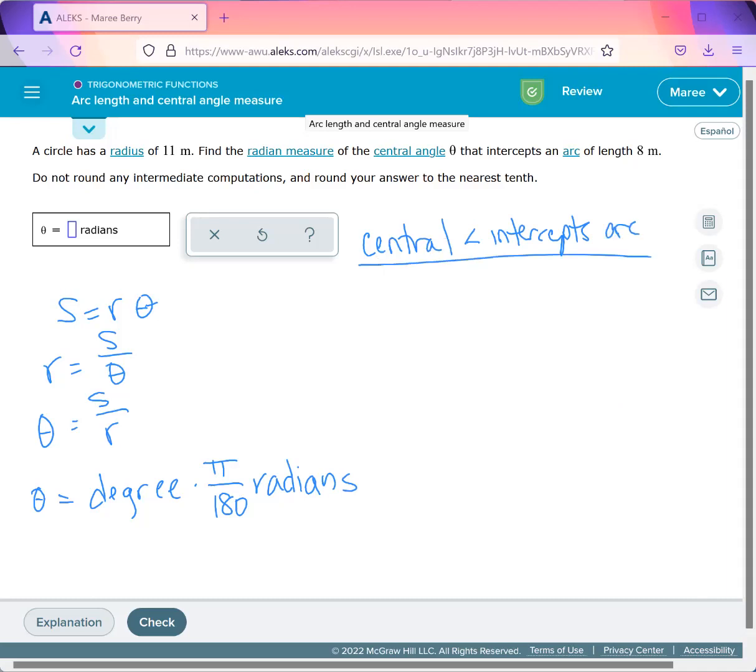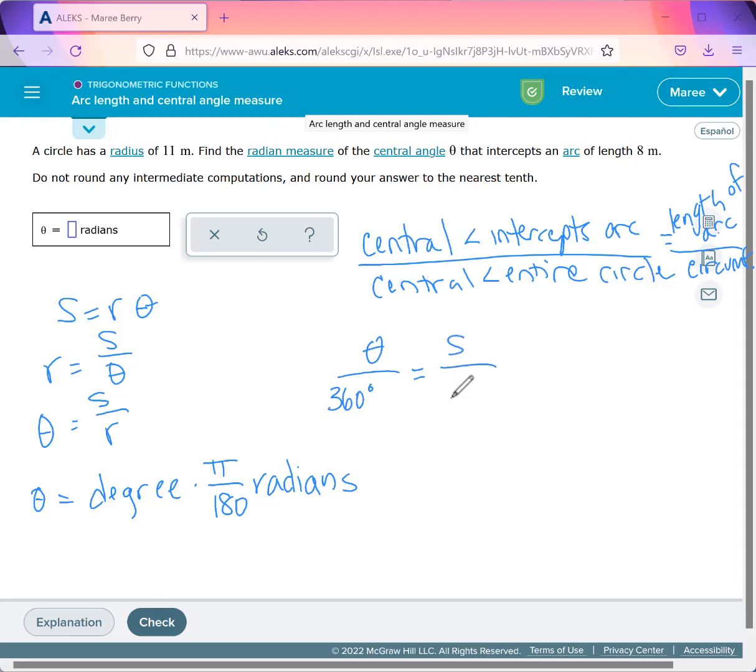And you divide it by the central angle of the entire circle, which is 360 degrees. That's going to equal the length of the arc over the circumference of the circle. So the central angle that intercepts the arc we call theta. The entire circle is 360 degrees, and that's going to equal the length of the arc, and they call that S. And the circumference is 2 pi times the radius.